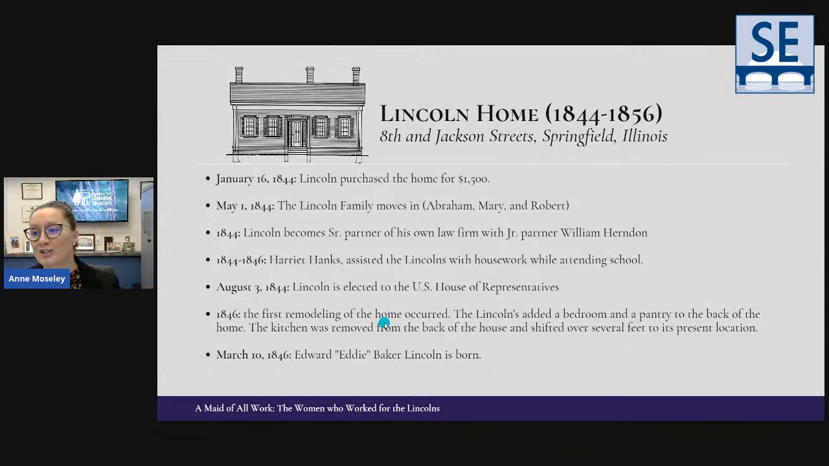And this is where you start to see some big changes within the Lincoln home. They're able to hire someone, and then Mrs. Lincoln decides to do some remodeling, and she ends up adding a bedroom, a pantry. The kitchen is removed from the back of the house and moved over several feet, and so they're able to add on to their home. Eddie is also born. So during this time, you start to see the Lincoln family grow up and end up expanding, which means Mrs. Lincoln is in need of more help.